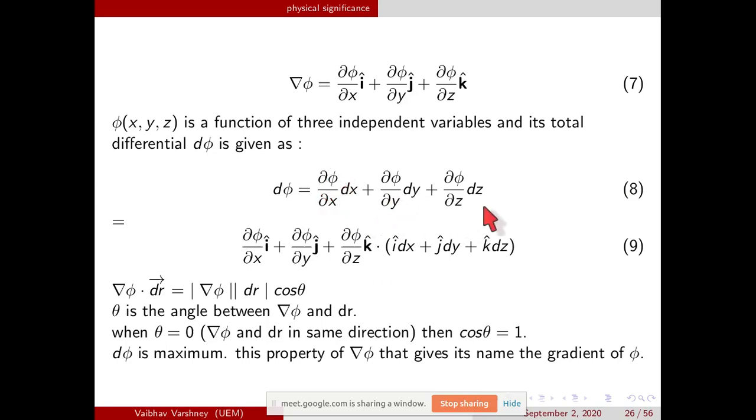Now we can break this into 2 terms. One is this vector del phi by del x i cap plus del phi by del y j cap plus del phi by del z k cap, and dot this dx i cap plus dy j cap plus dz k cap. This 9th step is clear? Equation 9. Yes, sir. Okay. So now this first term is the gradient of phi, and this second term is the dr vector. So we can write it as del of phi dot d of r vector.